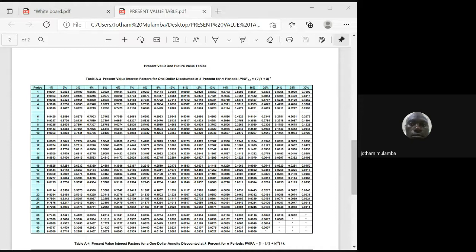Then the next one is letter of credit. For that one, I would like to ask one of you to explain, if you can give us the explanation for letter of credit. I know you have interacted with it much. Anyone who can explain for us letter of credit? Rebecca, I can see you are around. Have you ever encountered a letter of credit?